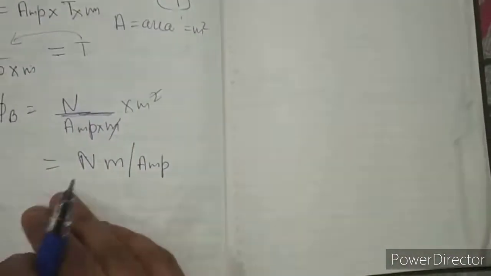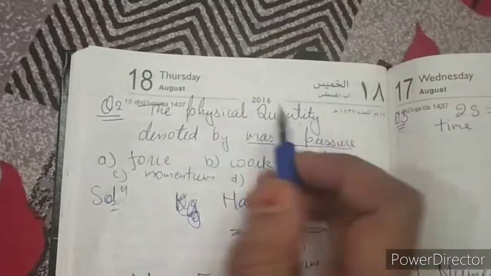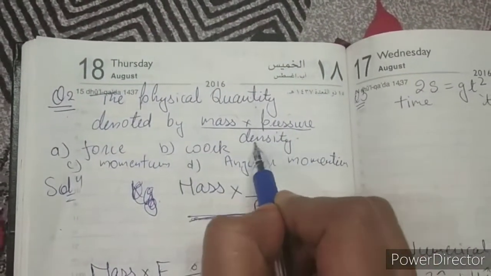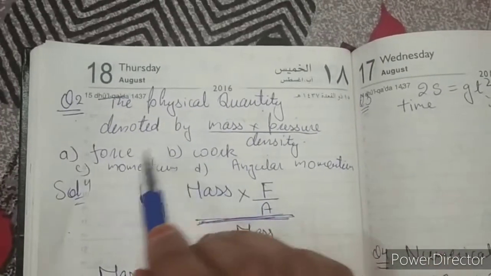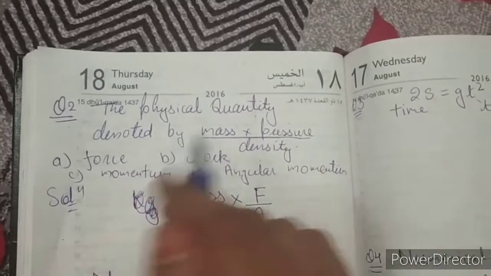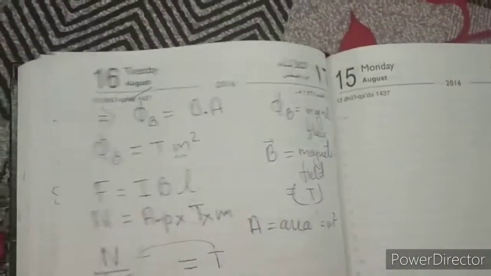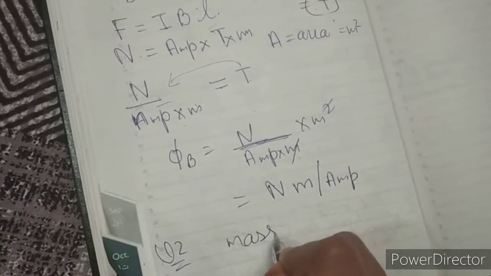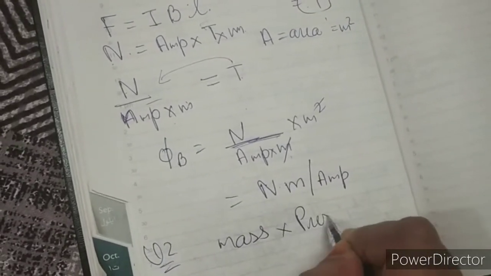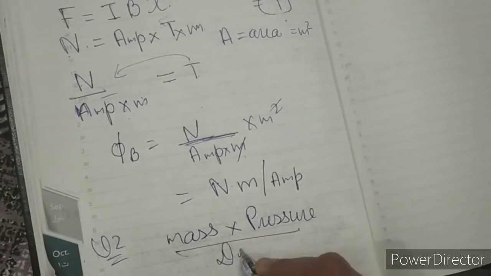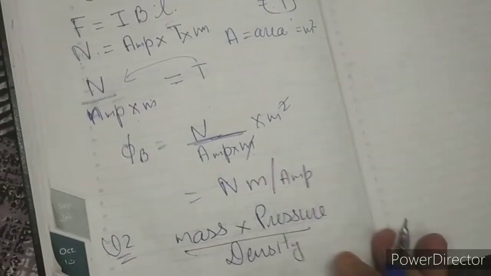Okay, now students, the second question is: the physical quantity denoted by mass into pressure divided by density. Which physical quantity is it: force, work, momentum, or angular momentum? Which option is correct for this physical quantity? Okay, so let's solve it. Question number 2, they have given mass into pressure divided by density. They wanted to know which physical quantity it is.